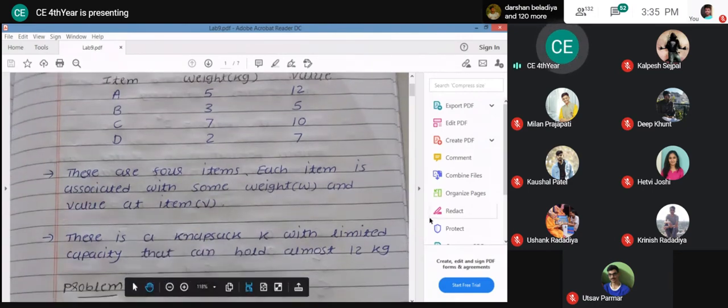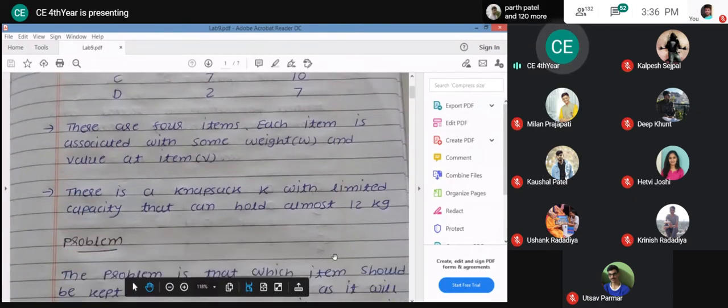Okay, so listen, there is a knapsack K with limited capacity that can hold at most 12 kg. So here the capacity is given. The knapsack K with limited capacity can hold at most 12 kg. That you have to remember.